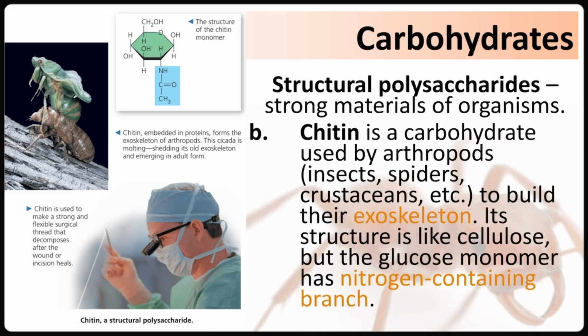Next, structural polysaccharides are strong materials of organisms. Chitin is a carbohydrate used by arthropods like insects, spiders, crustaceans, and other arthropods to build their exoskeleton. Its structure is like the cellulose in plants, but the glucose monomer has a nitrogen-containing branch.